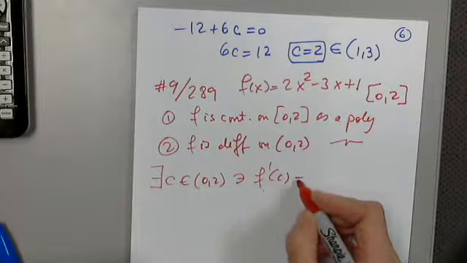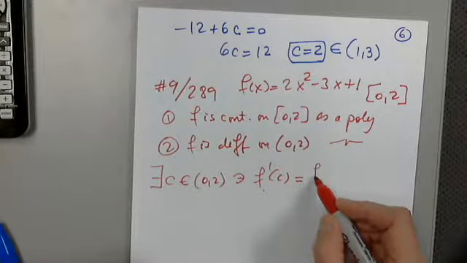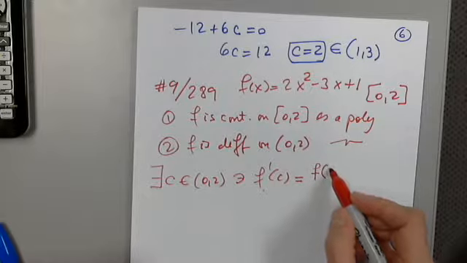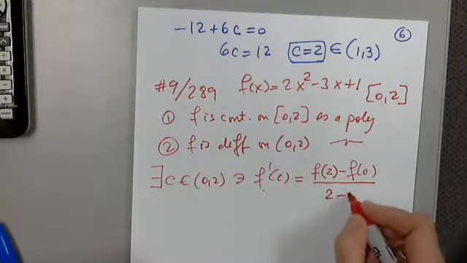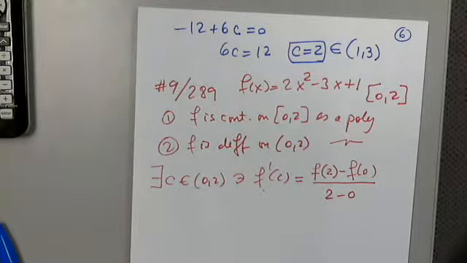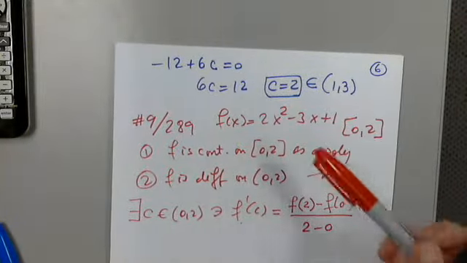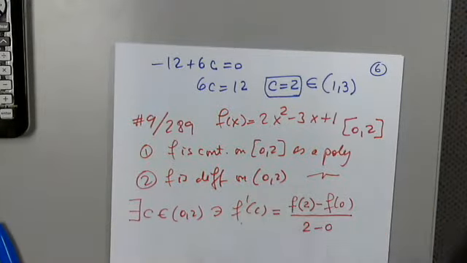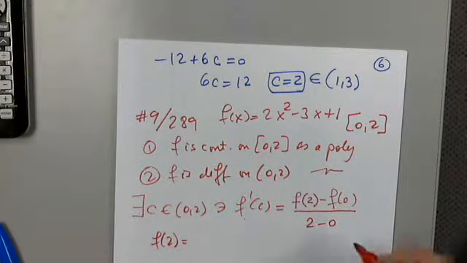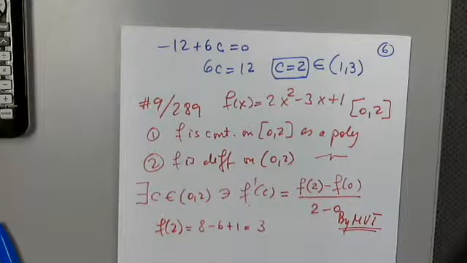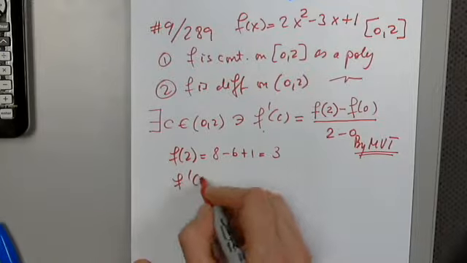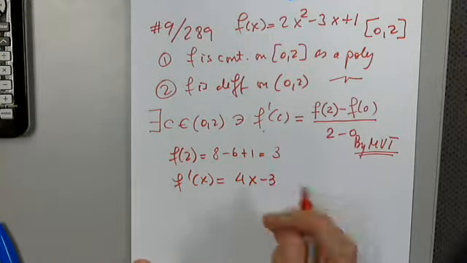f prime of c equals f of 2 minus f of 0 over 2 minus 0. Let's find f of 2, let's find f of 0. f of 0 is clearly 1, and of course this is by MVT. f of 2 is 8 minus 6 plus 1, which is 3. Let's find f prime of x: 4x minus 3.